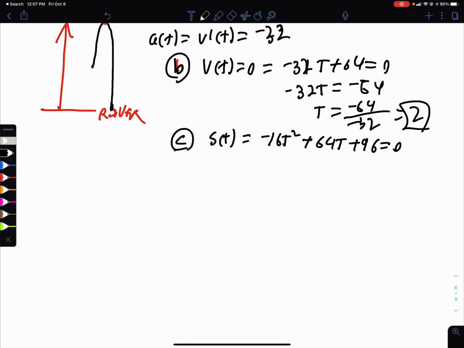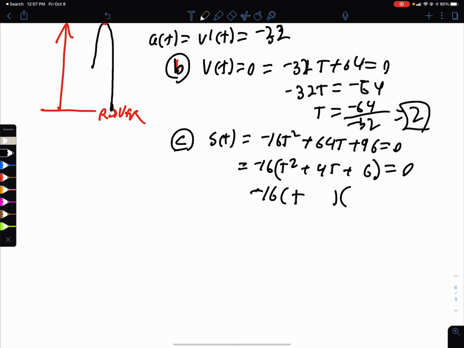Let me think about this. Let's see. Yeah, I can. Let me factor out a 16. I think I could do that. Is 16 times 4 equal to 64? Yep. And is 6 times 16 equal to 96? Yep, that works. So I factor this.